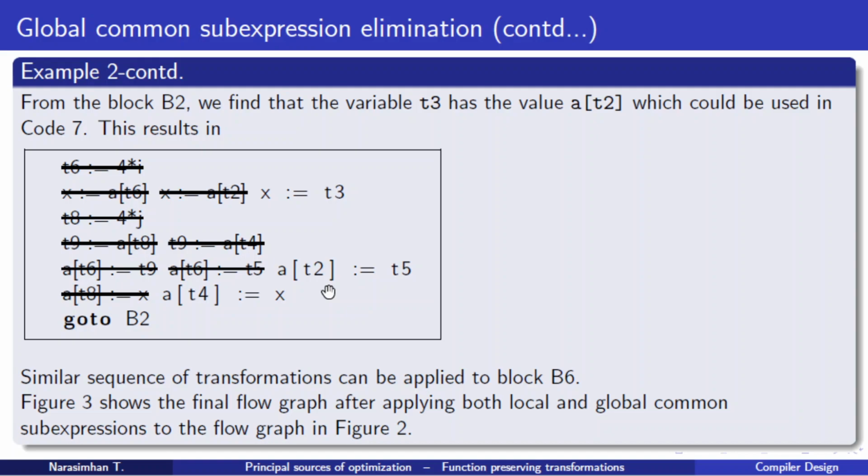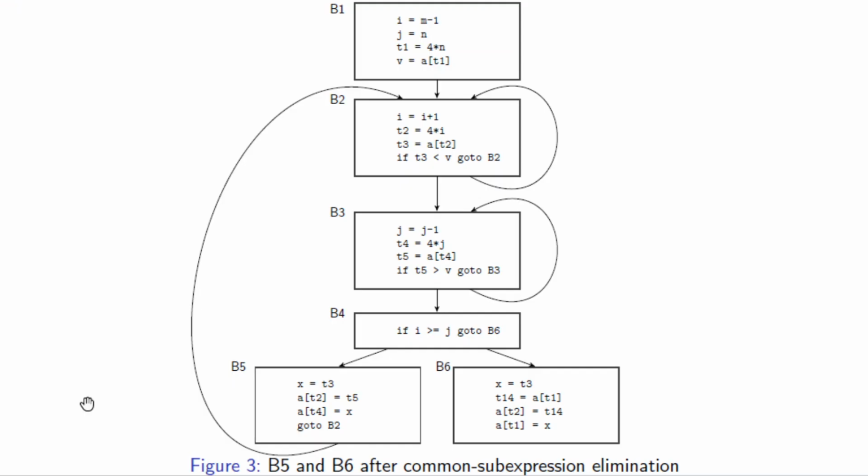A similar sequence of transformations can be applied to block B6 also. Doing so, we will be able to transform the flow graph as follows. This is the final flow graph after performing the common sub-expression elimination for both blocks B5 and B6. If you compare this figure with the original flow graph, you will find that in this optimized version, a large number of instructions have been eliminated from the blocks B5 and B6.